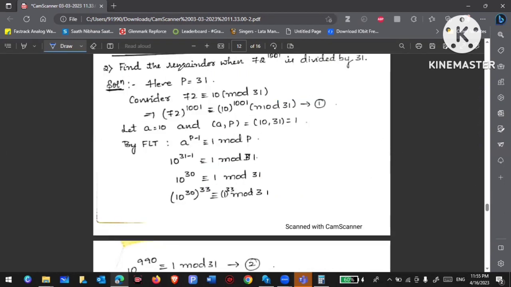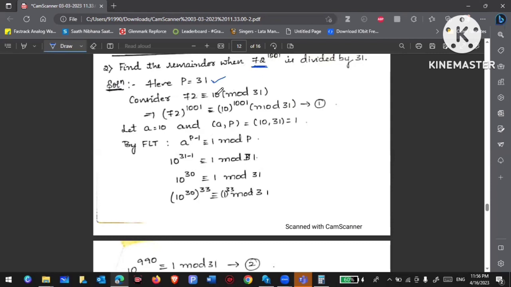Then the second category of problem: find the remainder when 72 power 1001 is divided by 31. For these kinds of complicated problems, we can make use of Fermat's little theorem. So how do we make use of that? Let's see. Let us write the p value first. p is equal to 31, which is a prime number, and they have given 72 as a value.